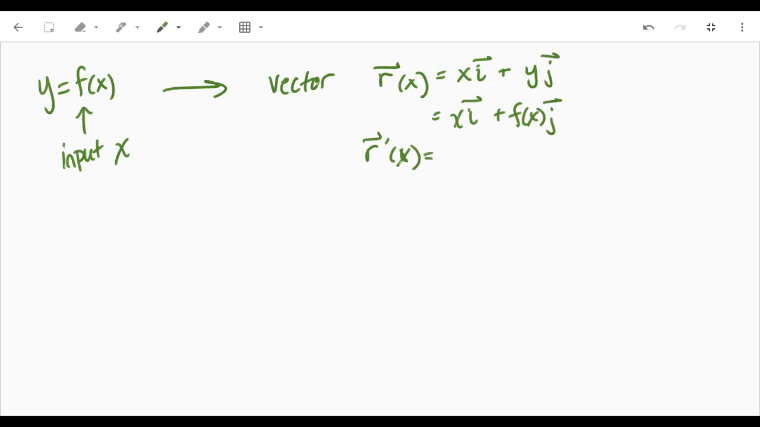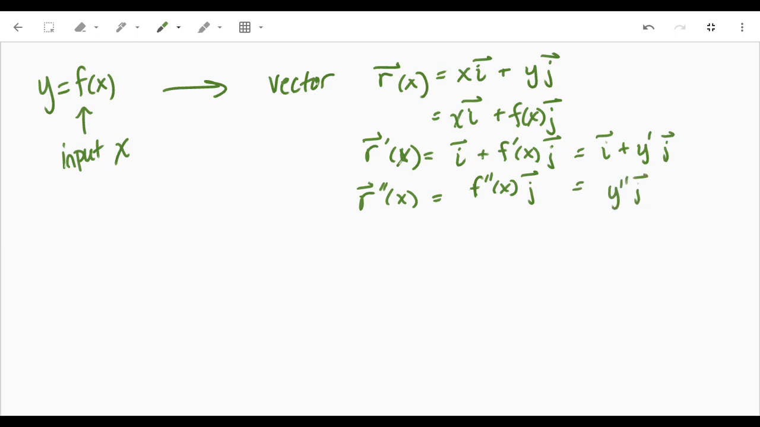And so then r prime of x would be 1i plus f prime of x j. And you can see that's how we got that rectangular form for arc length, 1 plus f prime of x. And then r double prime of x would be 0i plus f double prime of x j. Or I guess I want to keep these in y. This would be the same as i plus y prime j, and this would be y double prime j. Just different notation.